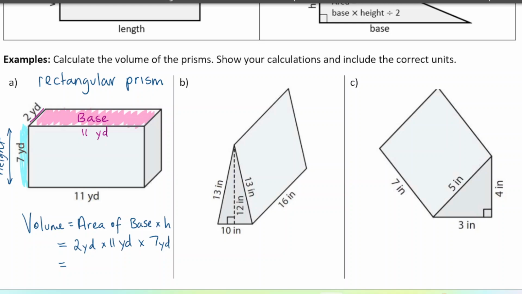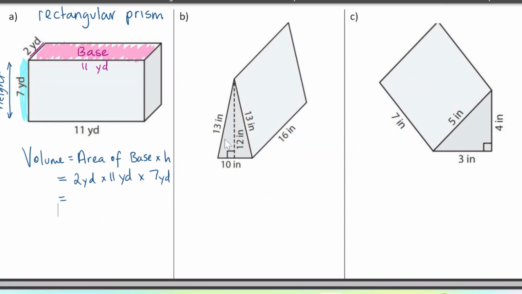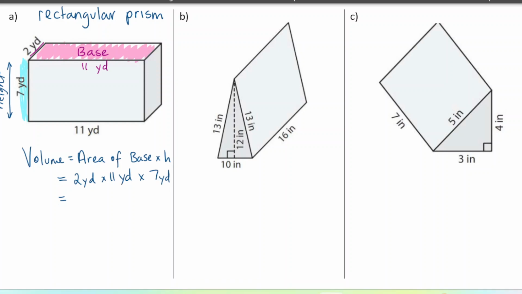Some students like to remember this as length times width times height, which is fine, but I don't love that because then you can't extend that to any other shapes. It only works for rectangular prisms. Whereas if you use this formula, area of base times height, that works for any prism you want to use, even if it's not a box or rectangular prism. Okay, so 2 times 11 times 7 is equal to 154 yards cubed. Because we've multiplied 3 measurements with units of a yard, then it's yards cubed. So volumes will always have units cubed. Okay, so that is the volume of that rectangular prism.